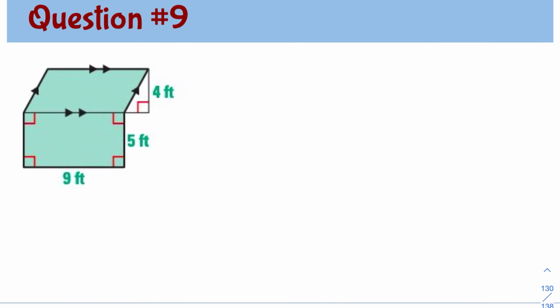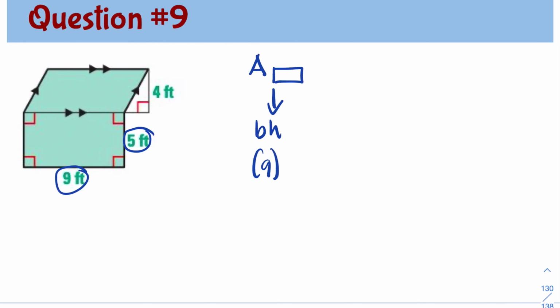For question number 9, we have a complex figure combining the area of a rectangle and the area of a parallelogram. So the area for the rectangle using base times height is the same thing as 9 feet times 5 feet, which is 45 square feet.